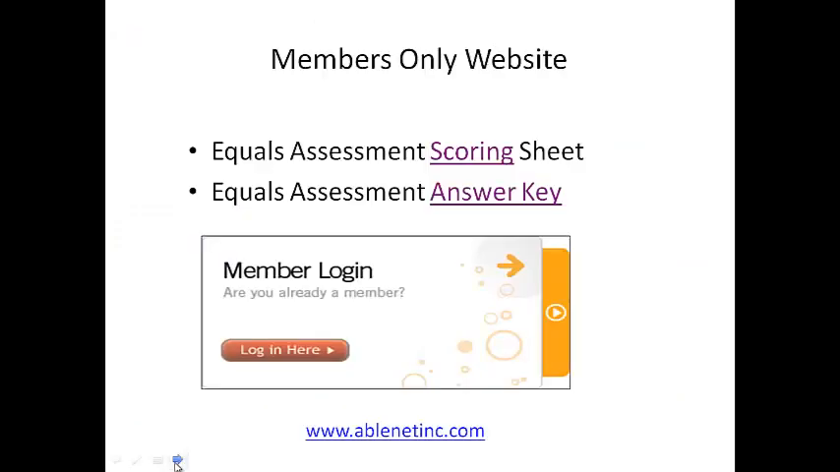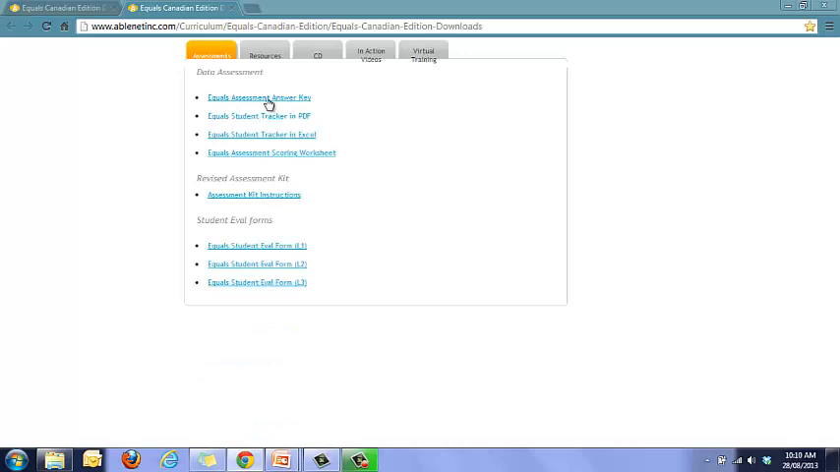I mentioned in a previous webinar that there are a couple of items that you will need when you are administering the assessment that are located on the members only site. So if you go to the members only site, under the Assessments tab, you will need two items: the Equals Assessment Answer Key and the Equals Assessment Scoring Sheet.